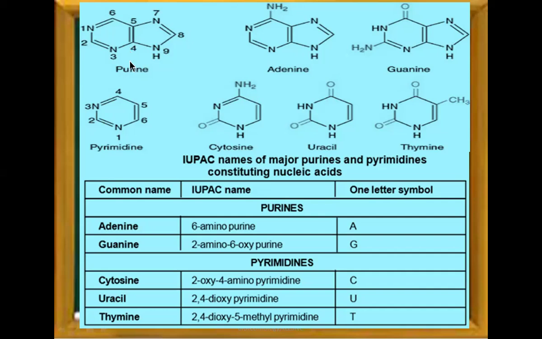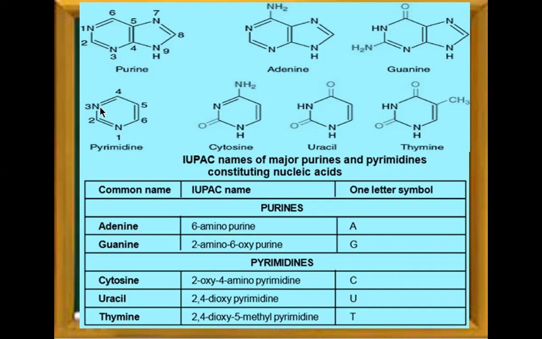The next derivative of the purine is guanine. How can we mention guanine? As 2-amino 6-oxypurine. 2-amino because this is 1, 2, 3, 4, 5, and 6, and this is 7, 8, and 9. An additional component can be observed at the second carbon atom, where there is the presence of the amino group. So 2-amino. At the 6th carbon atom, there is the presence of oxygen. So 2-amino 6-oxypurine. All right.